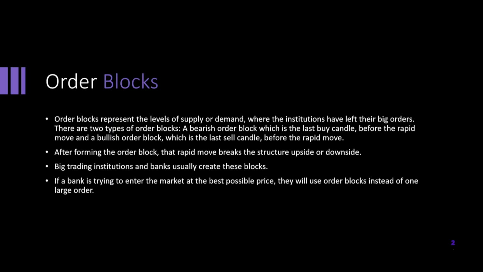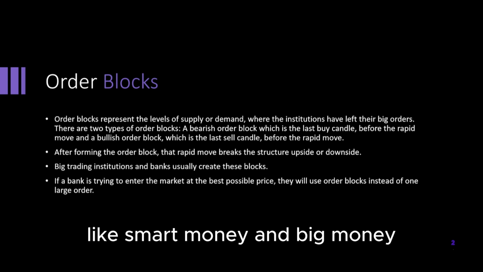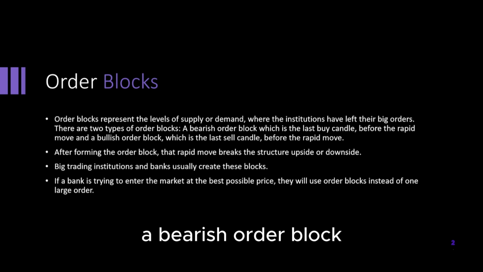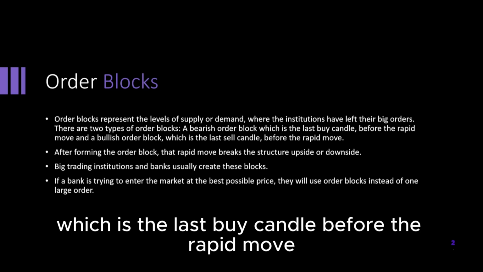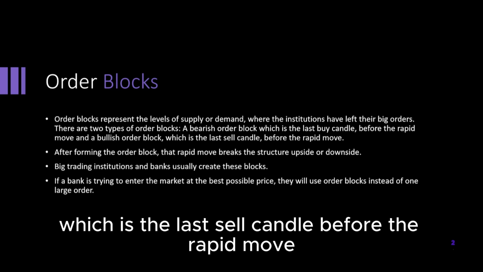What are order blocks? Order blocks represent the levels of supply or demand where the institutions, or smart money and big money, have left their big orders. There are two types of order blocks: a bearish order block, which is the last buy candle before the rapid move, and a bullish order block, which is the last sell candle before the rapid move.